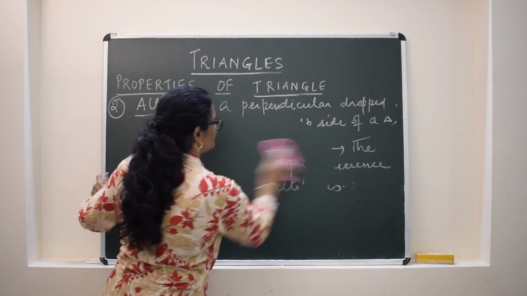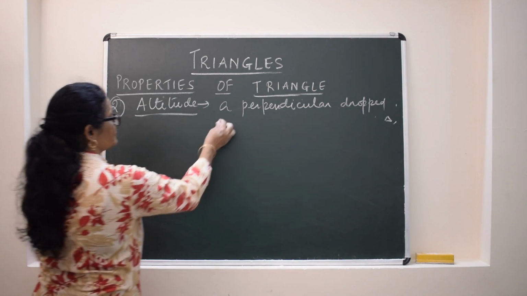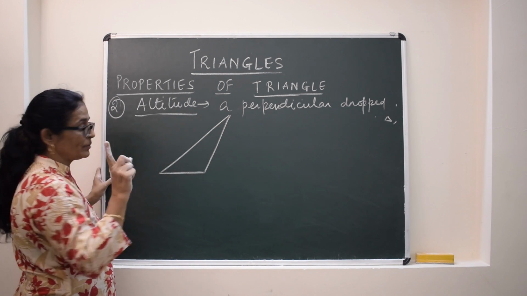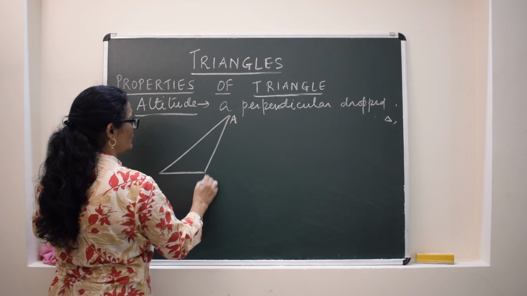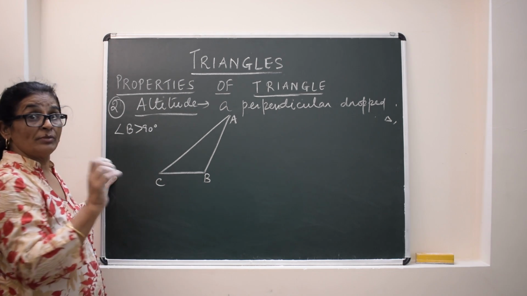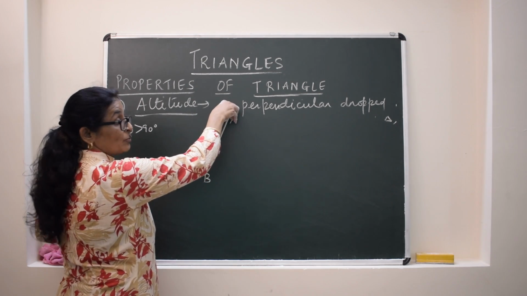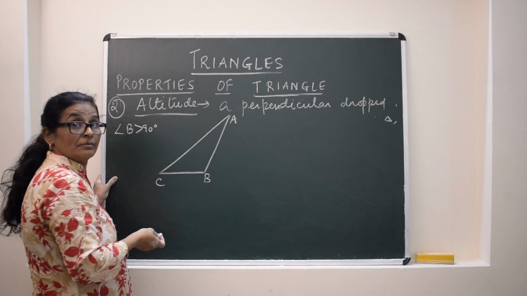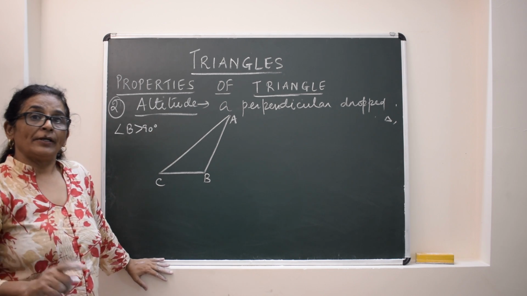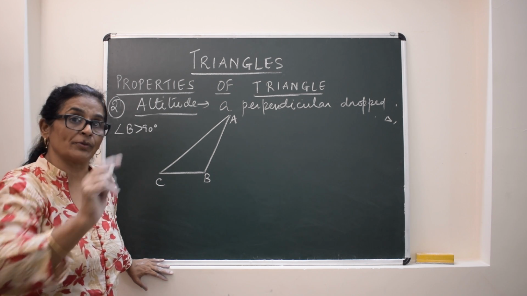For obtuse angle triangle, obtuse angle means one angle should be greater than 90 degrees. So here this angle B I have taken greater than 90 degrees. I said the altitude means a perpendicular dropped on the opposite side. But if I make a perpendicular from this point A, it will never meet to this BC. So you can say altitude is a perpendicular dropped from a vertex to the opposite side or produced opposite side.